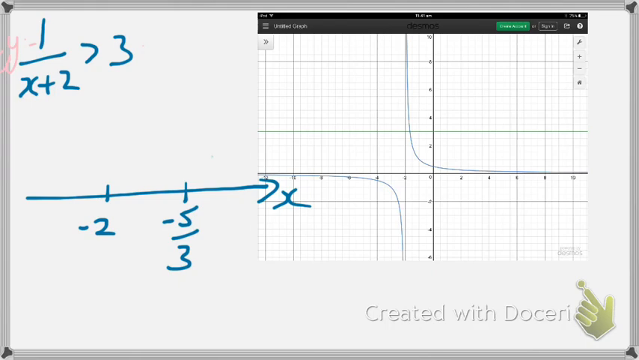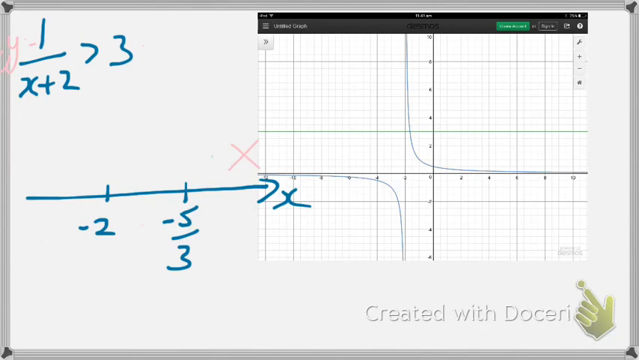Nice one to check over here is 0. Right, over here, I should say. You can't see me pointing at my screen, can you? So, when it's 0, it's 1 on 2. Is that bigger than 3? No, doesn't work. And in here, you have to pick a value between minus 2 and minus 5 thirds. So that would be minus 11/6. I'm actually not going to do that, but you could do it in your calculator.